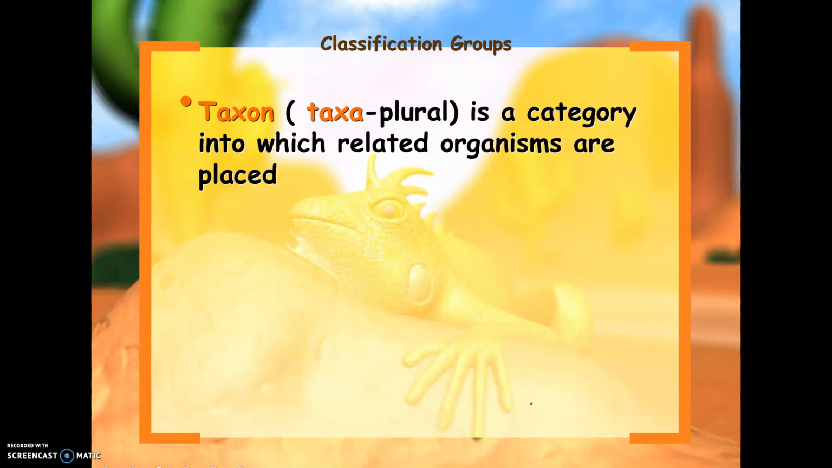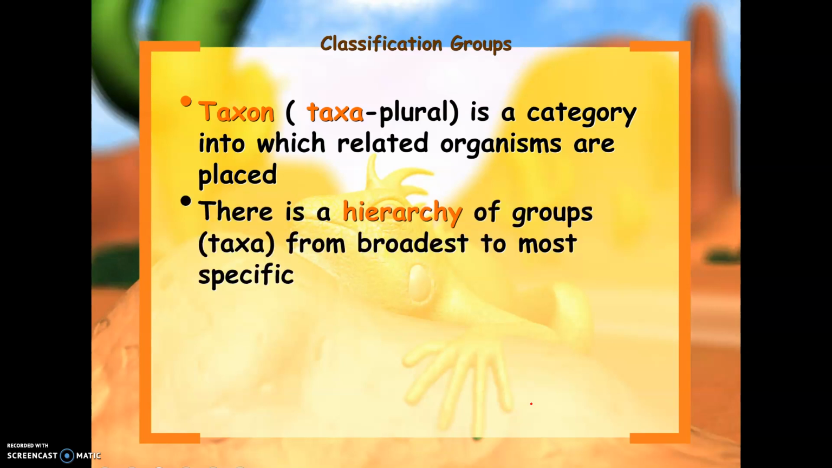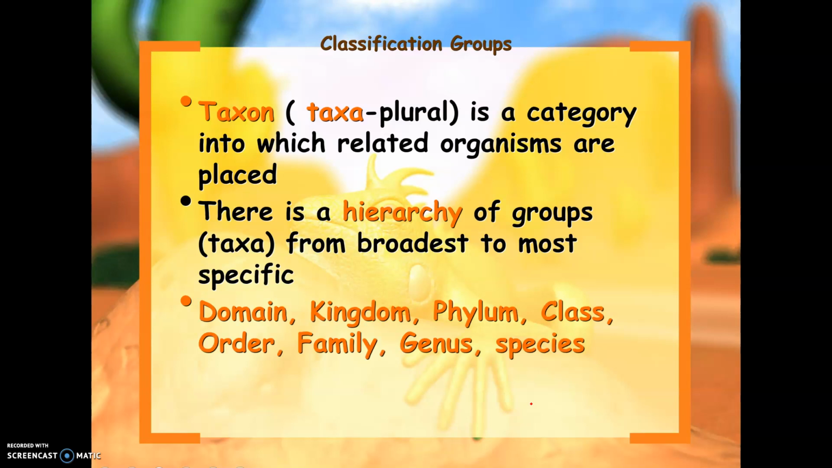Taxon is basically one category where related organisms are put. Taxa is plural. And there's always this hierarchy, which we just talked about, starting at domain, the most general, and then getting more and more specific. And then remember these last 2 very specific ones, this is where we're going to get our scientific name.